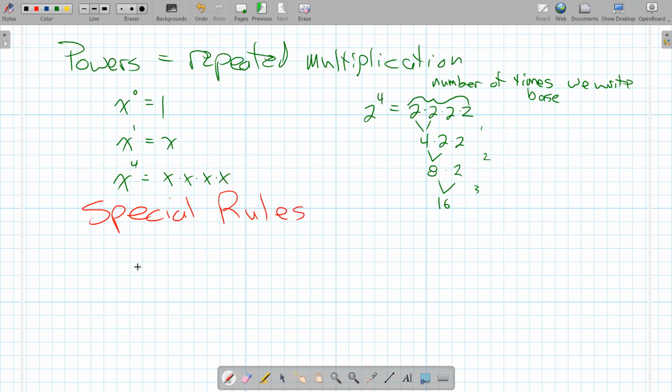I think the two most important ones are if you have the same base, and you're multiplying and you have different powers. So this one right here tells me to write out 3 2s. This one right here says write out 4 2s. So altogether, I've written out 7 2s and I multiply. If we multiply with the same base, we add the powers. So my hope is you remember that rule from your past life in math.